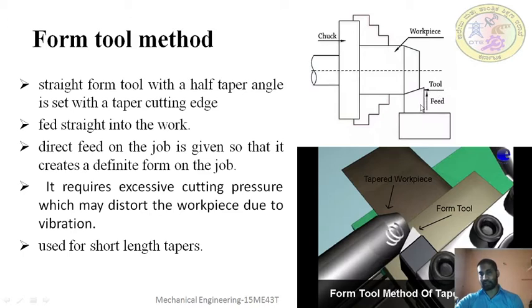So you have to apply the feed along the perpendicular direction to the axis of rotation of the workpiece. Here the tool is fed straight into the work. Direct feed on the job is given, so that it creates a definite form on the job. Whatever angular cut is placed on the tool, the same angular cut is obtained on the workpiece, because there is a direct contact between the tool and the workpiece.